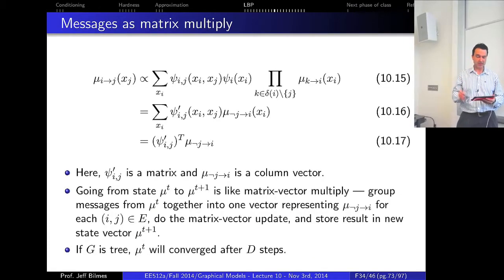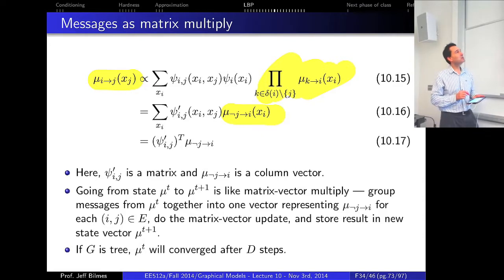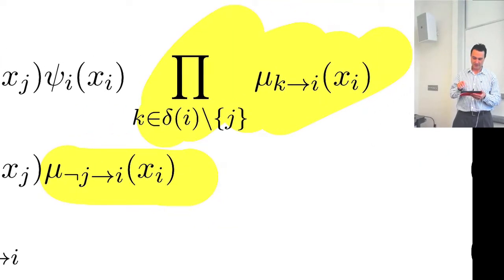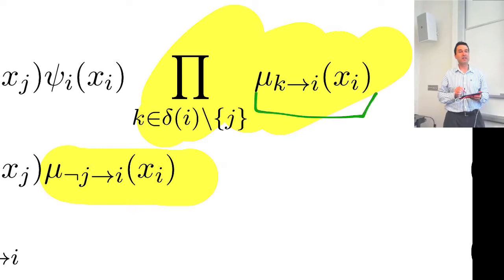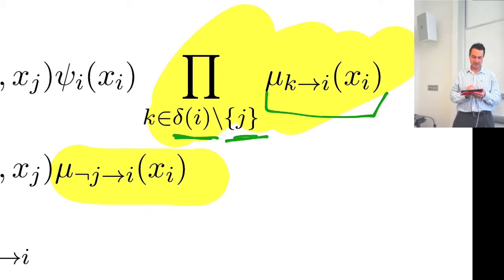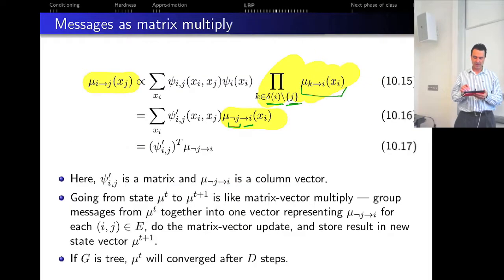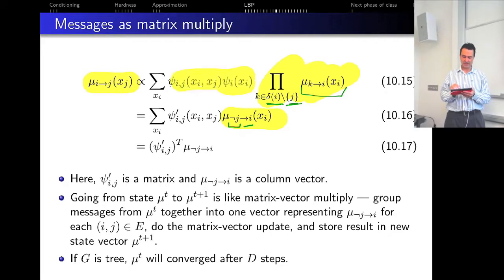Okay, but we want to make this clear. First of all, can we see messages as matrix multiply? So here's a typical pairwise message, and here's the definition of it. We group all of these things together and call them mu sub not j to i. Just so you know what this notation is, these are all of the messages grouped together from k to i, where k is a neighbor of i except for j, and so we're treating this as not j to i. Then we have this summation. Let's stick the unary and the pairwise term together into one function psi prime.